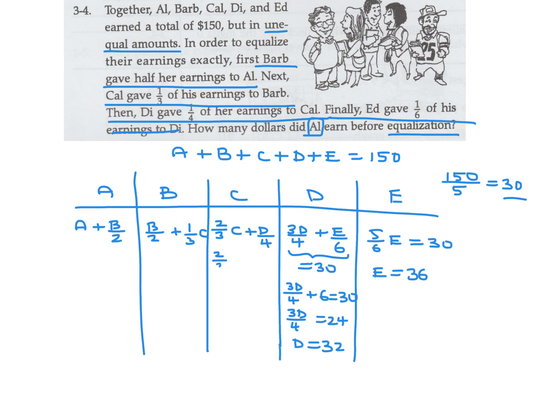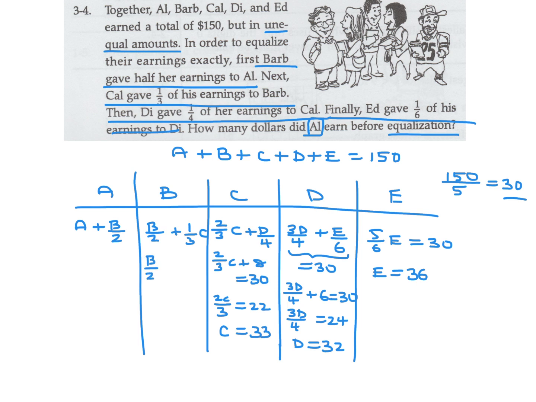So 2 over 3 C plus D over 4, D is 32, so 32 divided by 4 is 8. And that whole thing is equal to 30. So that means 2C over 3 is equal to 22. So that means C is 33. Okay, put that over here.